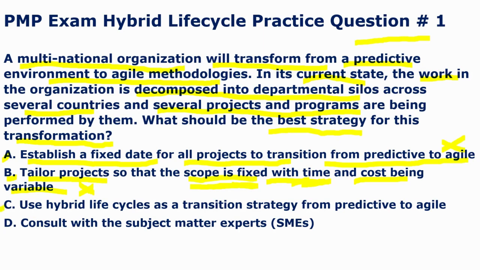Guys, option C suggests we can use the hybrid life cycle as a transition strategy to utilize predictive and agile methodologies, and it is a good option as it provides the resolution to the situation. Let's come back to this option after evaluating option D, which suggests us to consult with the subject matter experts, and this option can be only performed if we do not have option C for this question.